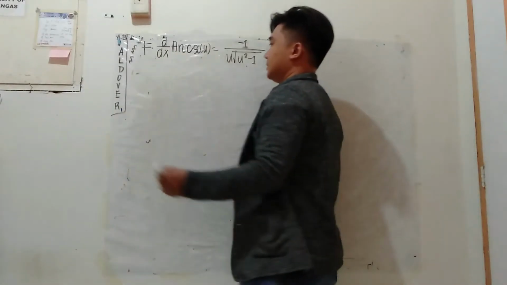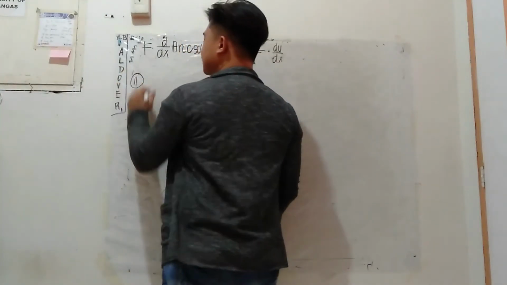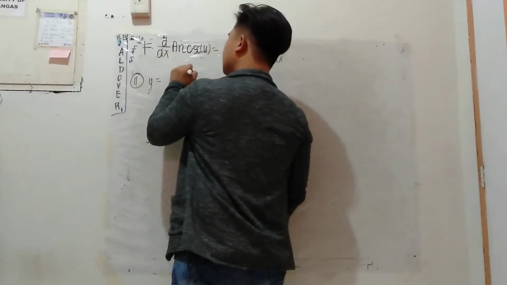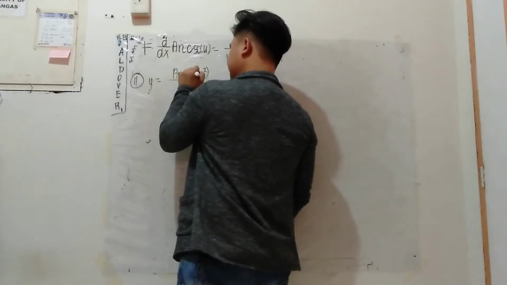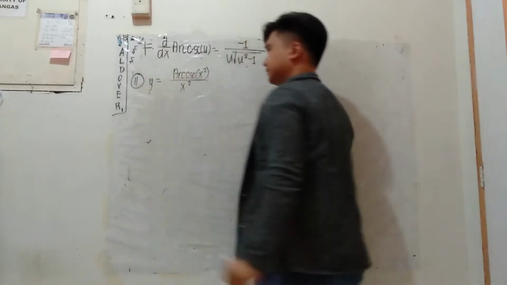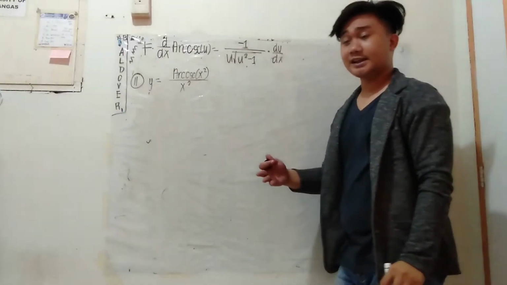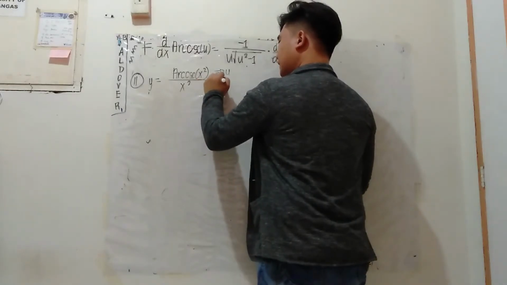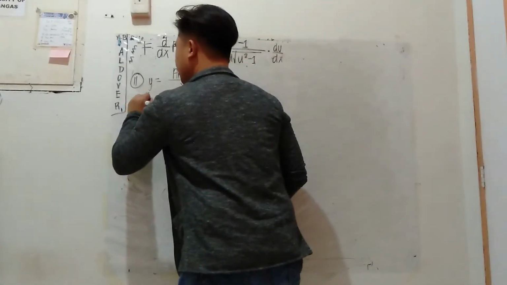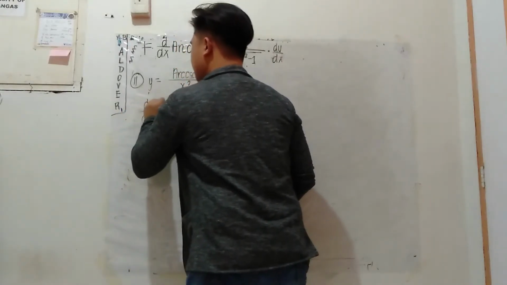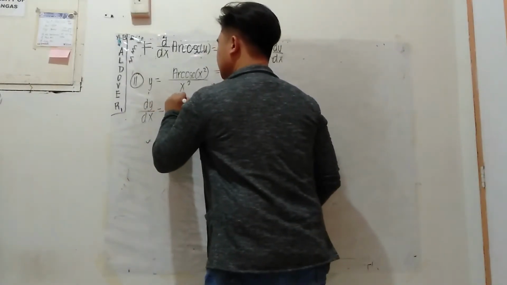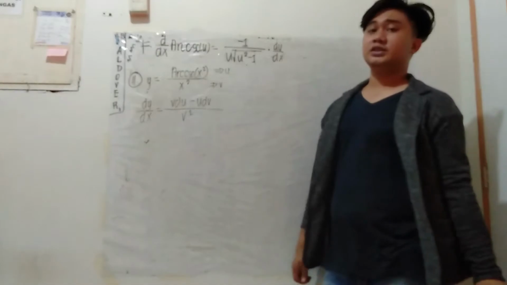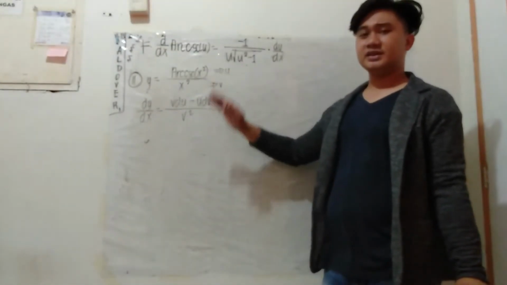Okay? So, this is the example given to us. Y is equal to arc cosecant squared, x squared, all over x squared. It looks like the examples we had earlier. You have u, you have v. And our dy over dx is equal to v du minus u dv all over v squared. So, you need to find du, dv, and v squared.